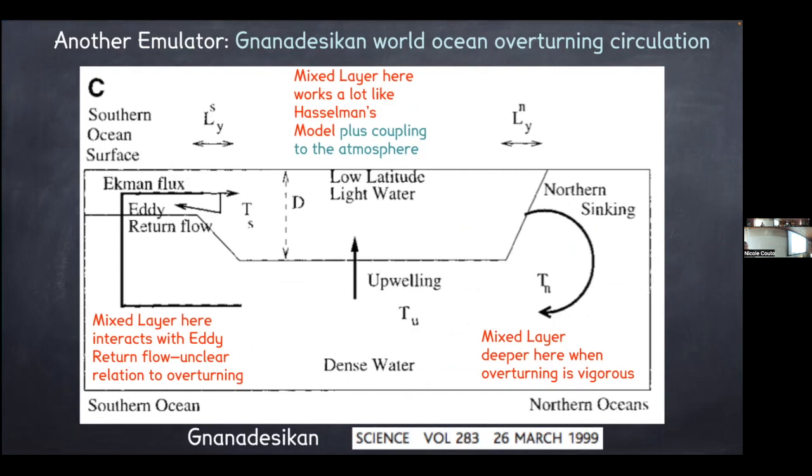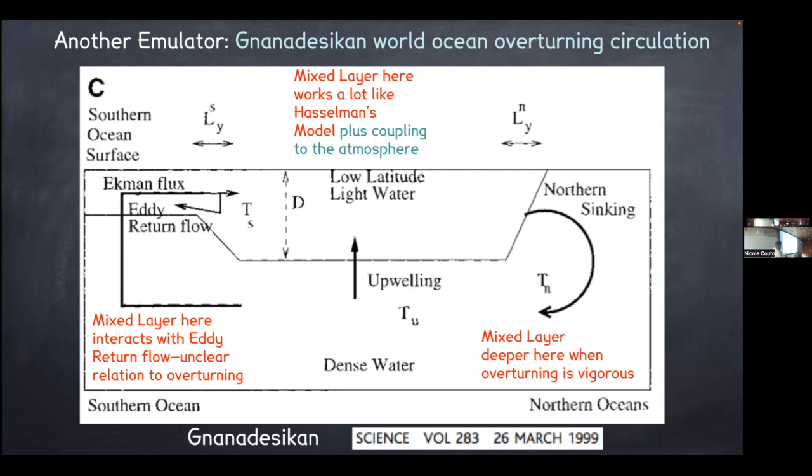So here's another emulator from Nanodesican. This is looking on the side. So here's the North Pole and here's the Southern Ocean over here. Now we have light water up top and then dense water down below. And we know that there's the AMOC and things that are causing a northern sinking like this. There's an overturning in the Southern Ocean causing a return flow, and it's driven by eddies.